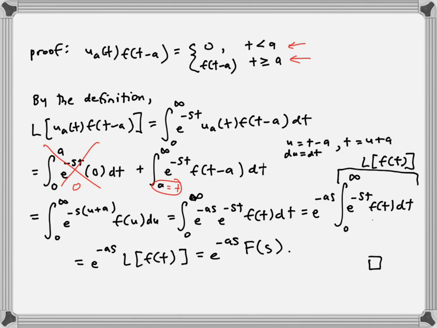So this theorem is really just remembering what it equals, right? So let me write down this theorem. What we have here is that the Laplace of u a of t times f of t minus a is equal to e to the negative as F of s, right? Now, what is another way of writing this down? There is another way. What if you consider it as a function of t instead?